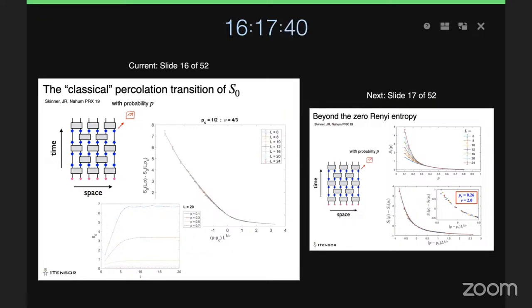What you see here is the entanglement, this zero range entropy, as a function of time for different system sizes, and you can see, as I told you before, it rises until it saturates. Now we look at this saturation value as a function of p for different system sizes, and we do finite size scaling. The finite size scaling is done without any fitting parameters. We just know what it should be for percolation, and you can see that it works very nicely, which shows that our minimal cut picture basically works.